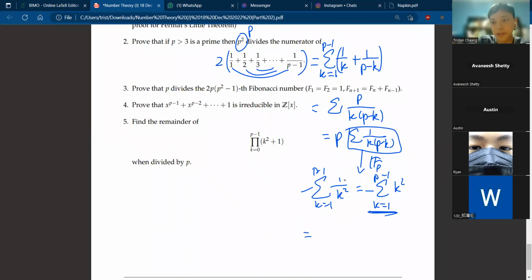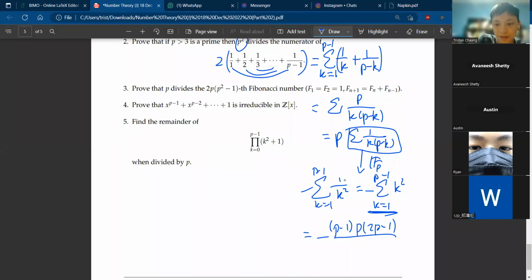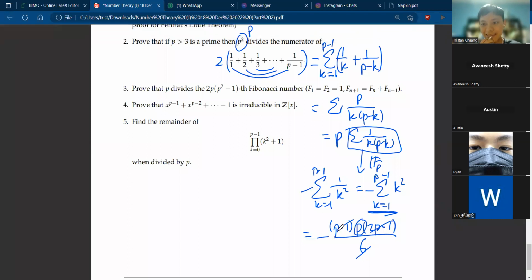But this, we know the formula for, right? This is (p minus 1) p (2p minus 1) over 6. And if p is larger than 3, these two will be responsible for cancelling the 6. And hence, it is always a multiple of p. Hopefully you can follow.